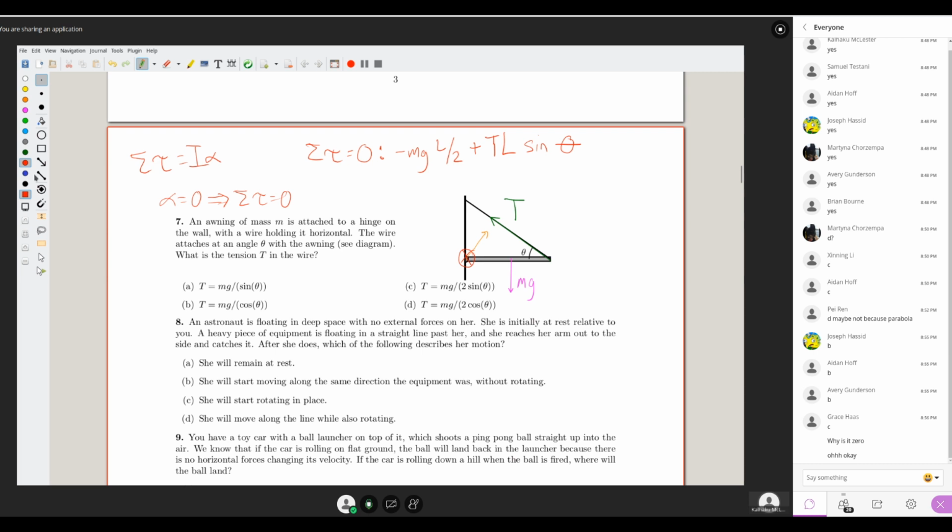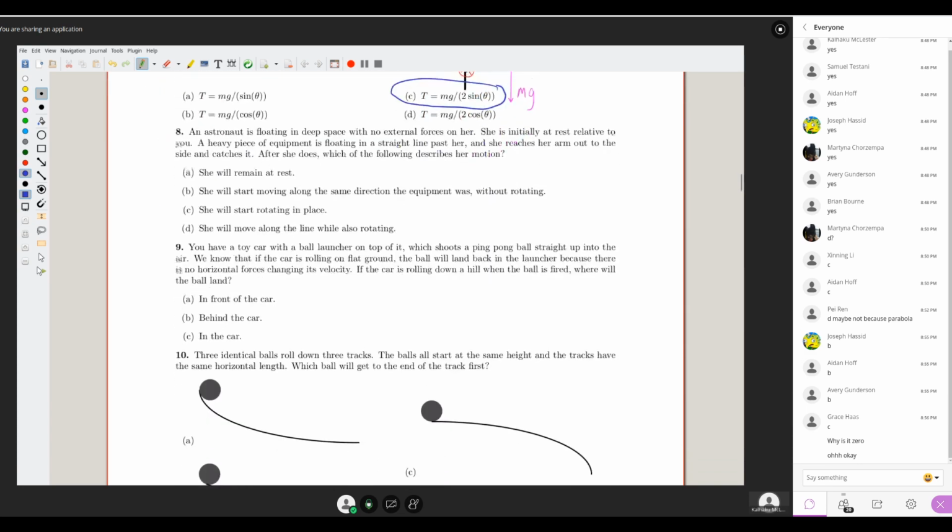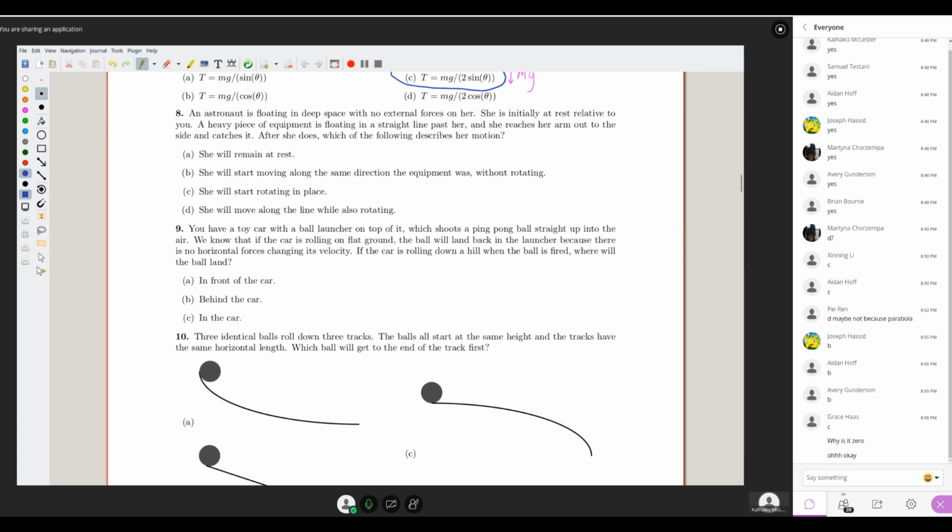So that makes the answer here C. I'm going to speed up a little bit as I go through these, just so we have time to do some other things. But if you have questions, please type them in chat, and I'll answer them.